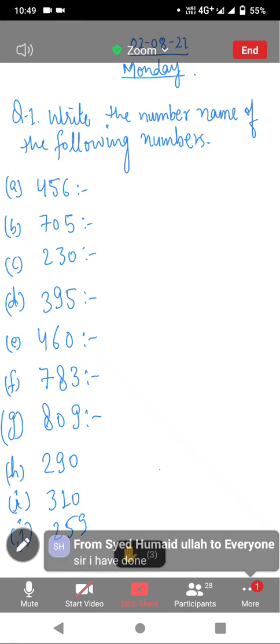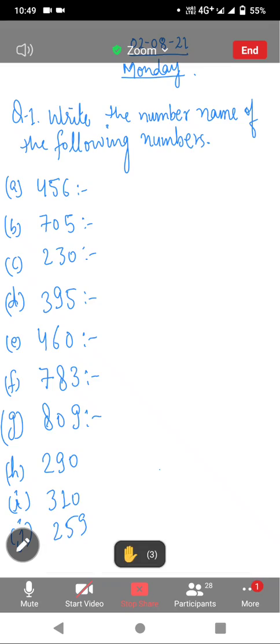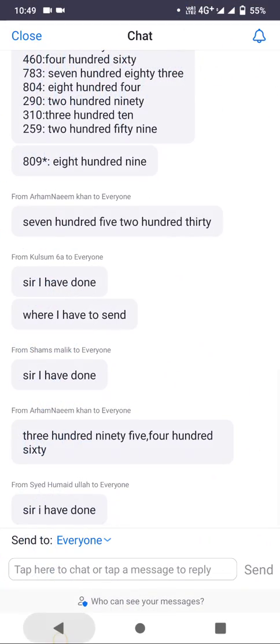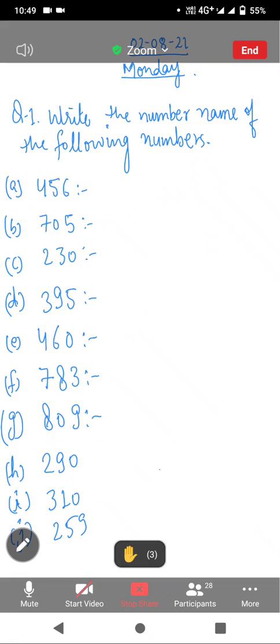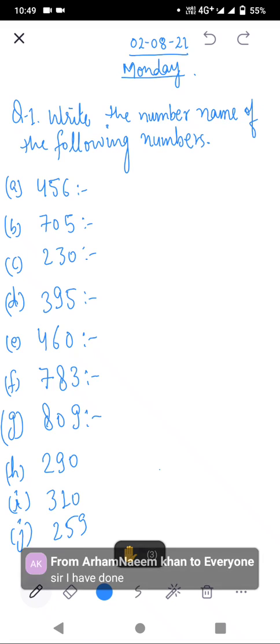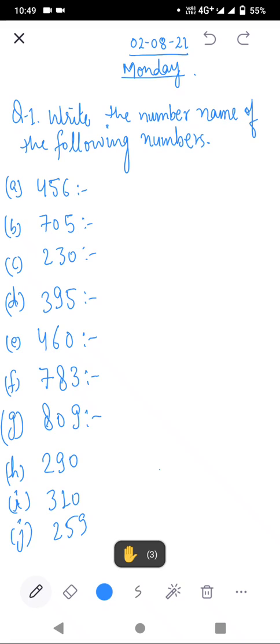Those who have done can share your work on WhatsApp. Okay, no need to write answers here. First copy all the questions, then start writing your number names. Copy all the questions.